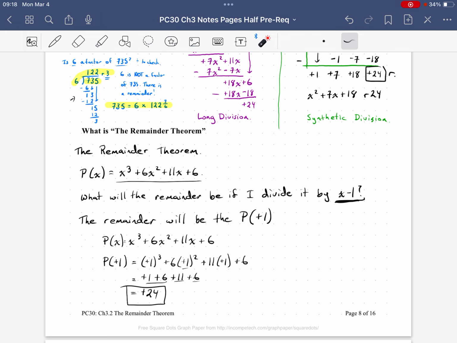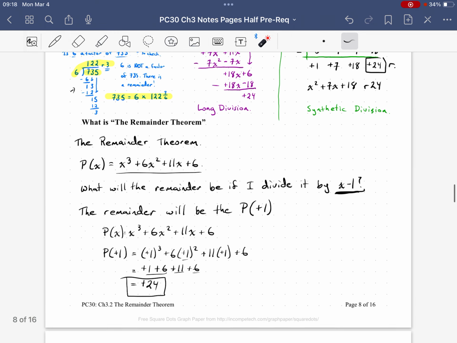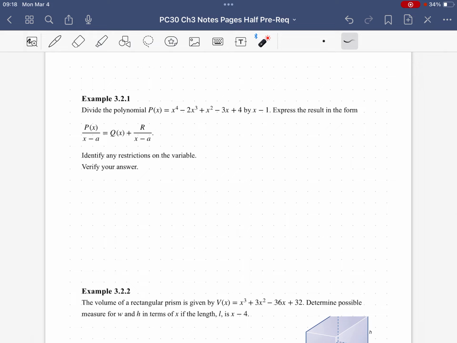Now, all of this really only works for factors where the coefficient of x is equal to 1, and that's what we'll limit it to in this case. All right, so you should have an idea of what long division is, synthetic division is, and the remainder theorem. In the examples, we will apply this.